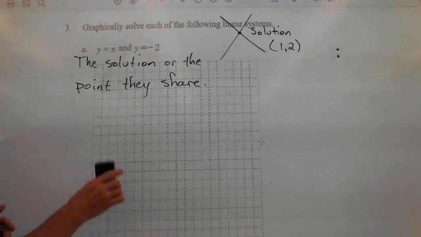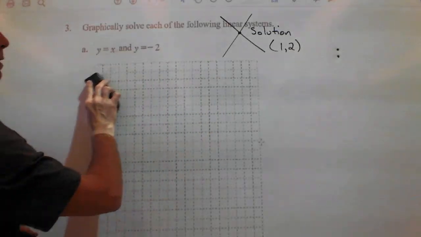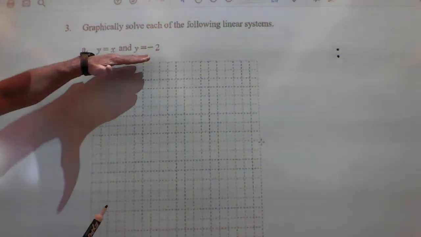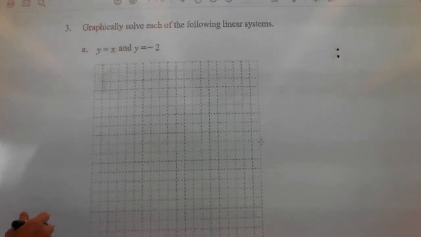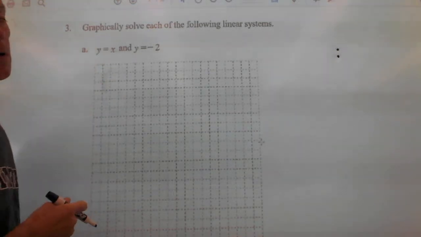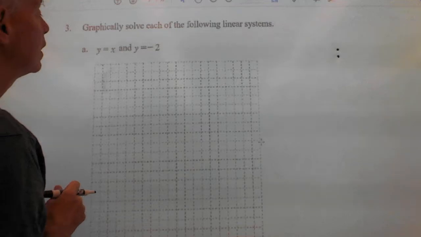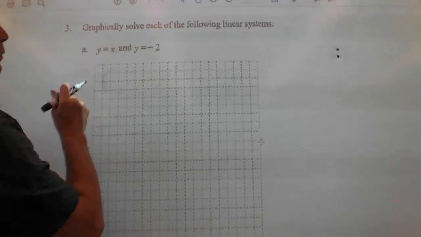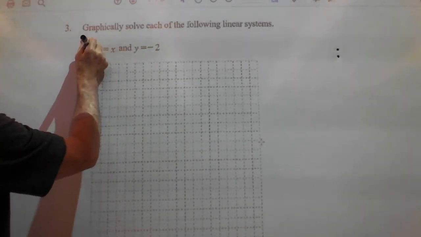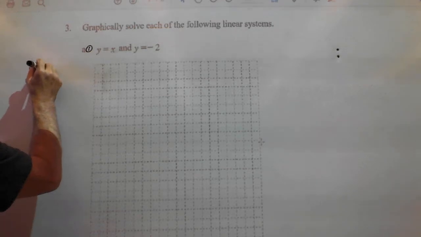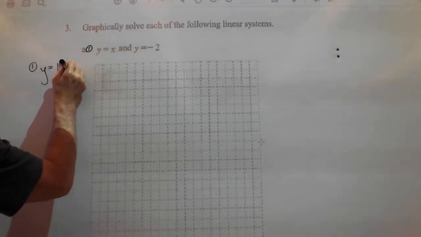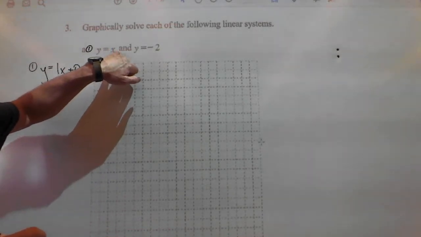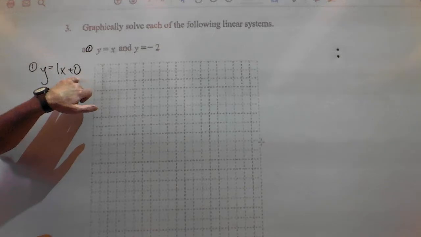Now, although these look kind of odd, they're just in slope-intercept form. Okay? Remember, the y is isolated, everything else is on the other side. So we could really write this first equation as y equals 1x plus 0. Okay? When you don't have a constant term, all that means is your y-intercept is at 0.